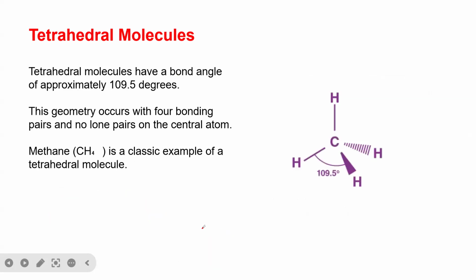So then the next thing is tetrahedral molecules. Tetrahedral molecules have bond angles of 109.5 degrees, and their geometry occurs as a result of 4 bonding pairs with no lone pair of electrons. So it remains tetrahedral with a bond angle of 109.5 degrees. But the presence of a lone pair of electrons will, of course, affect this.